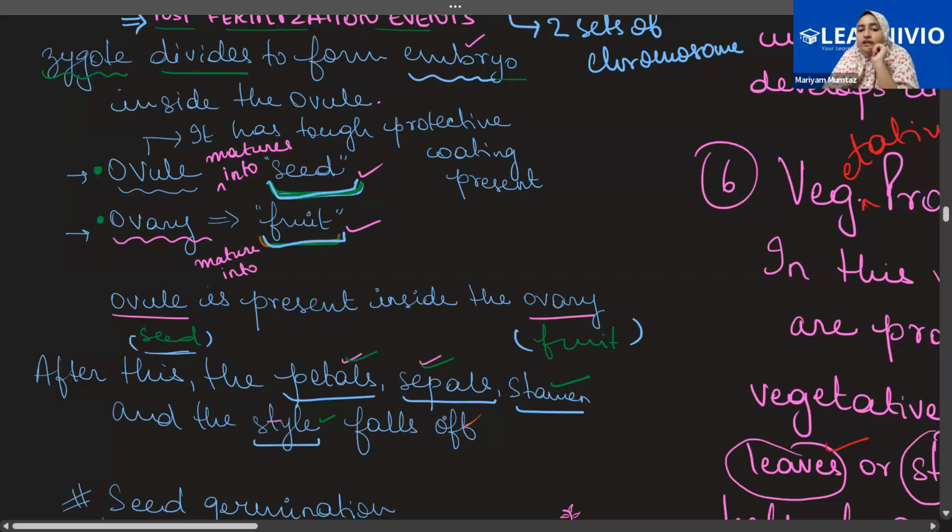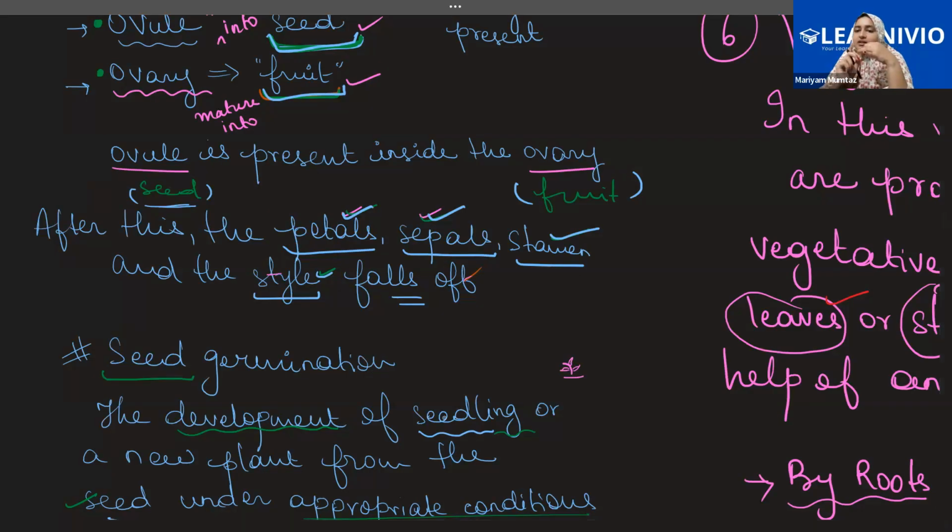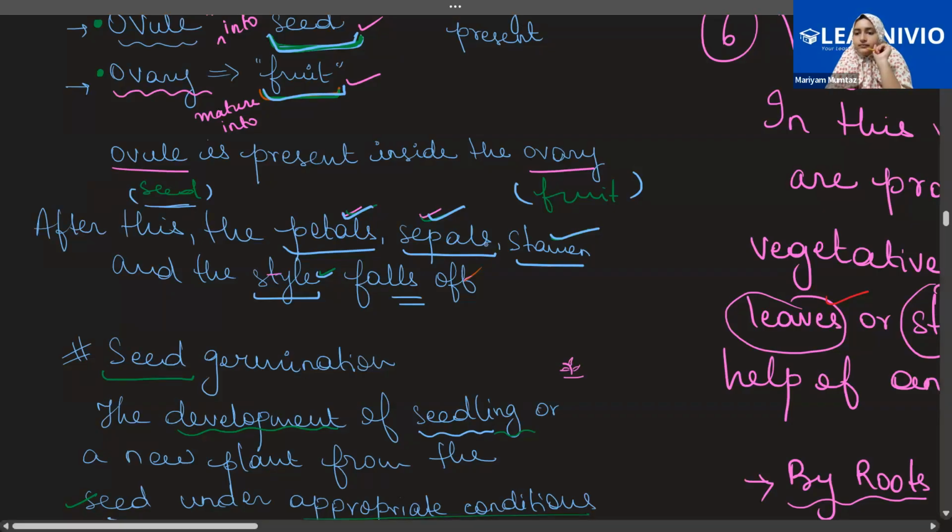Now, after the fertilization has been done, then what will happen? The petals, the sepals, the stamen, and the style, all of these structures that were there, meaning the accessory structures and the reproductive structures, they fall off because now they are no more needed. Meaning the reproduction has been completed. Now the sepals, petals, stamen, style, these are not needed anymore. Got it? Any doubts?